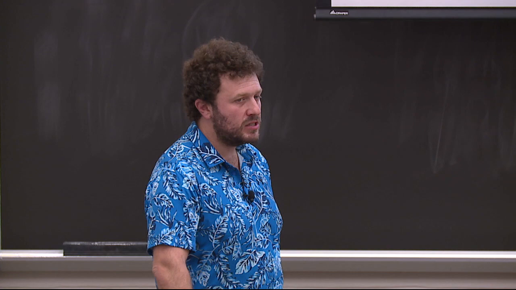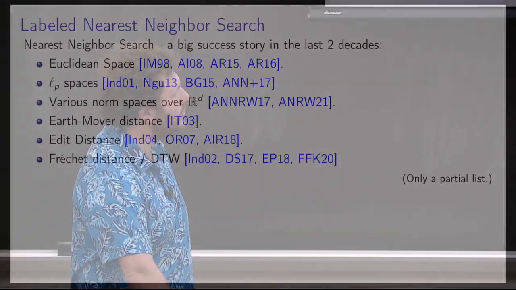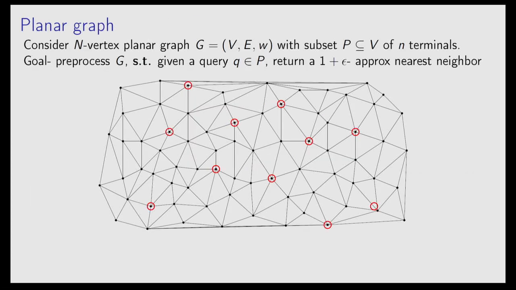The next application I want to discuss is nearest neighbor search. Nearest neighbor search was, I guess in our community, a big success story in the last three decades. We got excellent nearest neighbor search for Euclidean spaces, L_p spaces, and then even for edit distance, Fréchet distance, and a lot of very weird different metric spaces. But not for all. We don't know anything about general metrics, and even about planar graphs, we know very little.